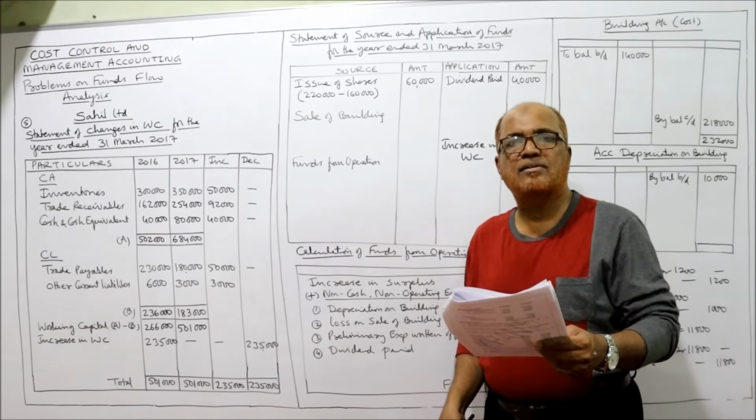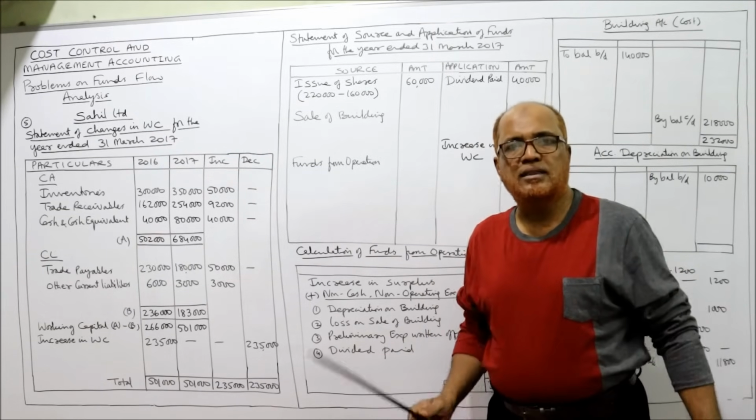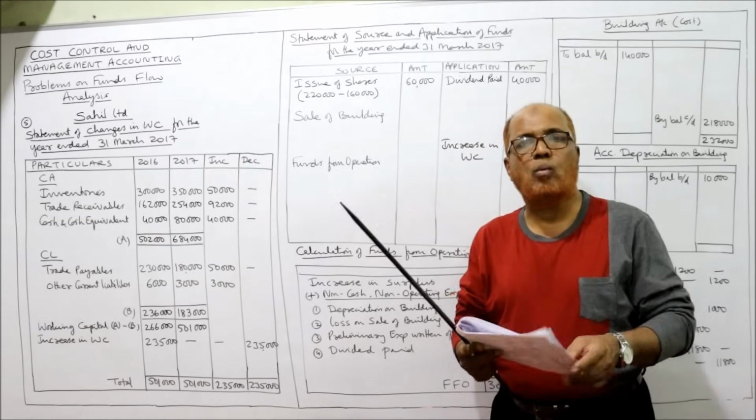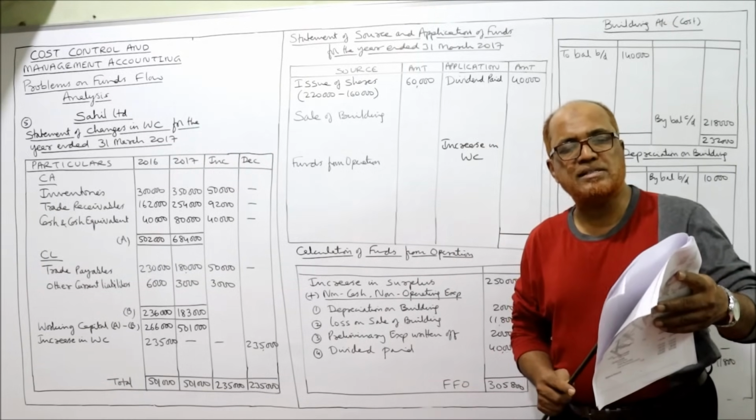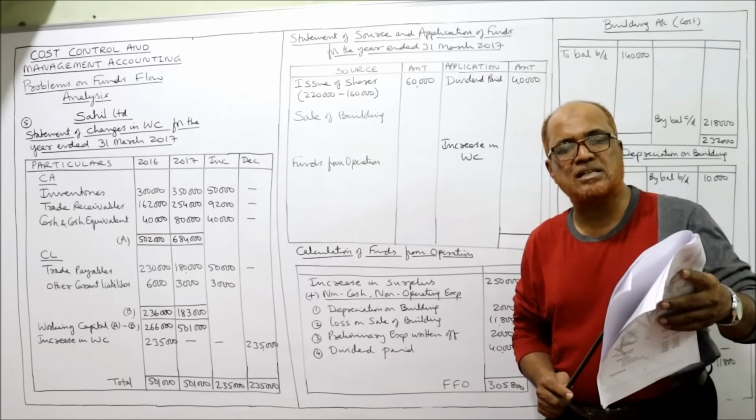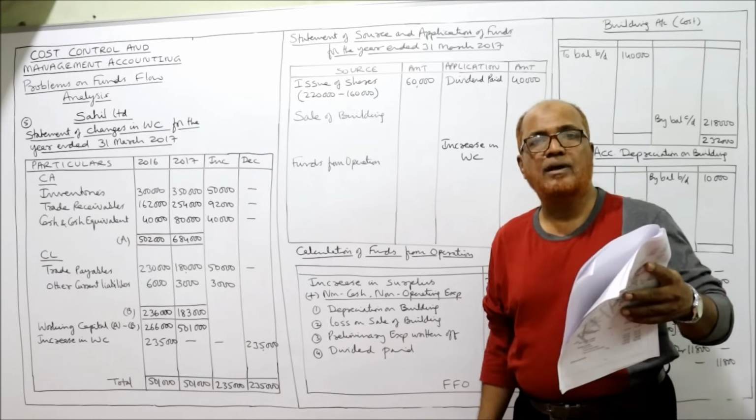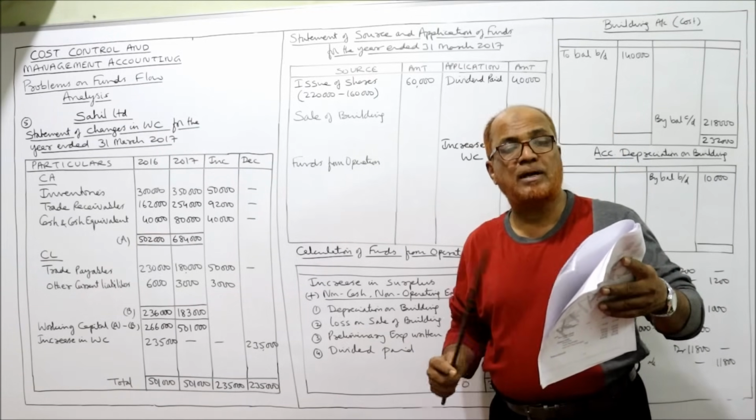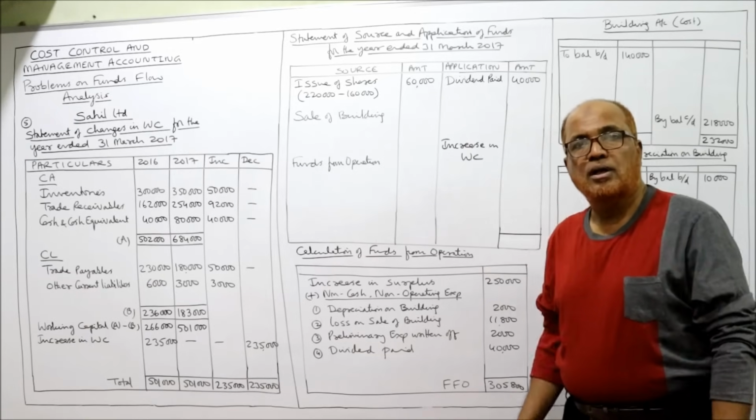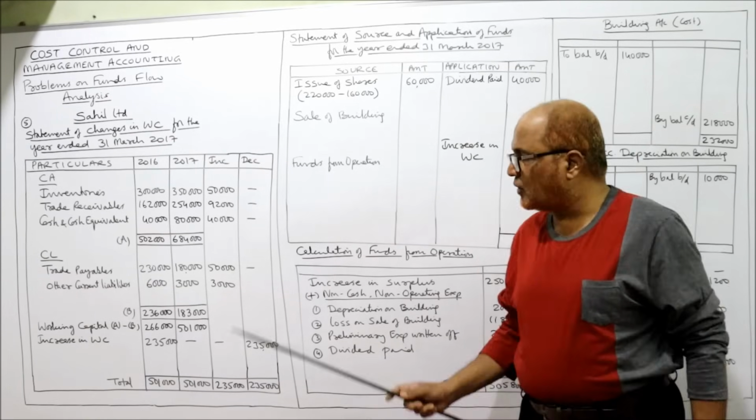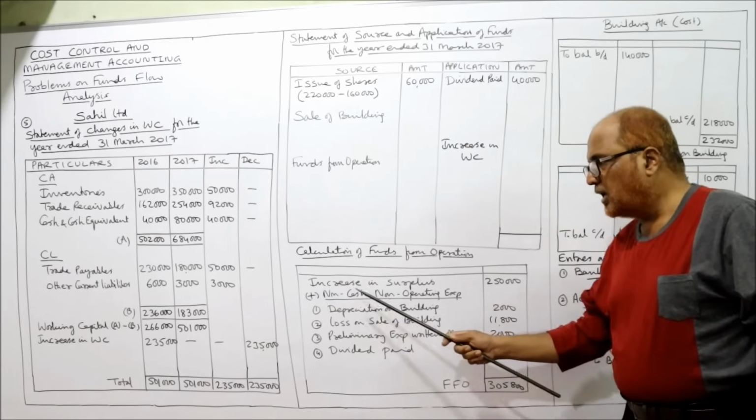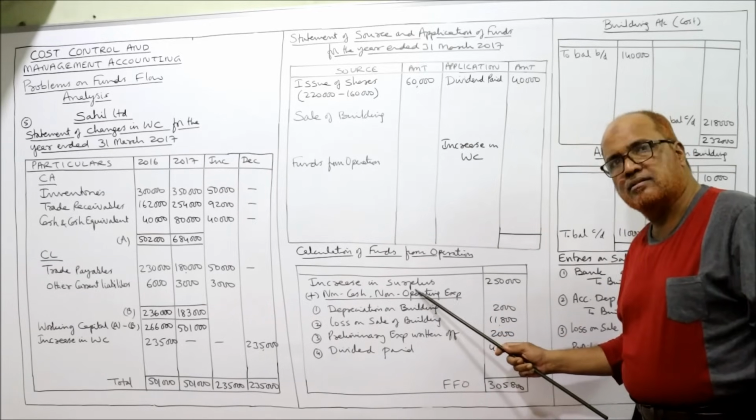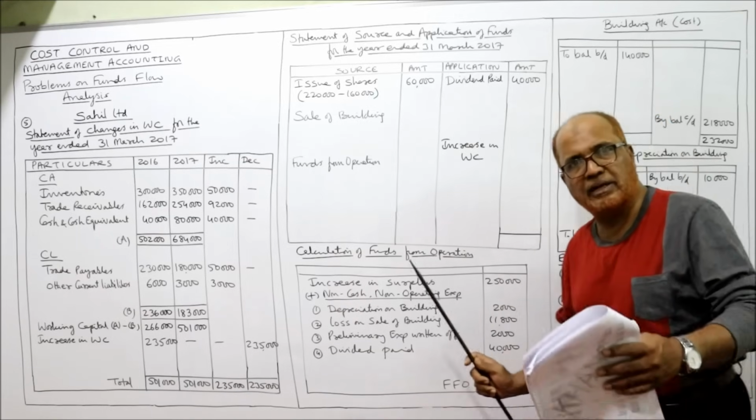Next comes reserves and surplus. This reserves and surplus, note number 1. So come to the note. Reserves and surplus. So surplus as per statement of profit and loss, last year 250, current year 5 lakh. The surplus increased by 2,50,000. So this surplus will be used to find out funds from operation. Here you can see calculation of funds from operation. Increase in surplus 2,50,000 we have taken.